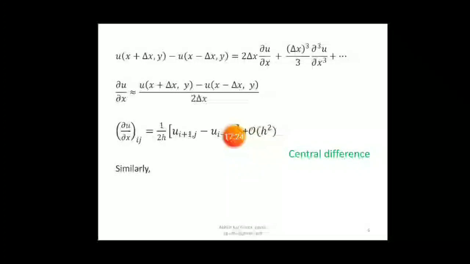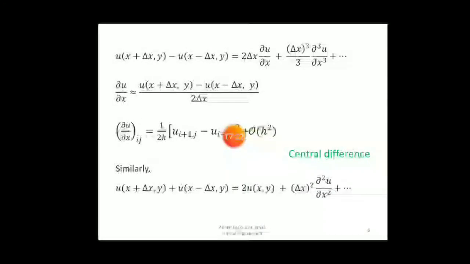Okay. Similarly, you can arrive at another formula. If you take u(x plus delta x, y), take the Taylor expansion of this term, and then add to it u(x minus delta x, y), the Taylor expansion of that term. Like above, where you subtracted, now you add. So the other terms will remain. That means you will have 2u(x, y), the zeroth order term, plus delta x whole square del 2u del x square, the second order term. From these two terms onwards, the alternate terms will remain.